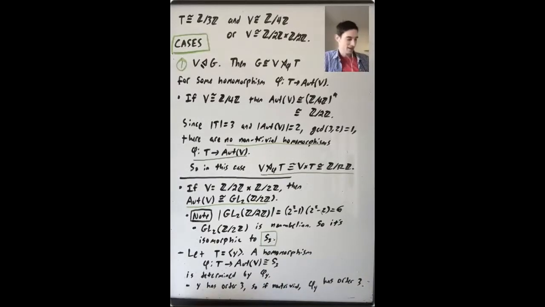Okay, so where are we in this case? Let's say T, this group of order 3, is generated by y, some element of order 3. And we want to understand homomorphisms phi from T to Aut V, which we know is isomorphic to S3. Well, such a homomorphism is determined by where it sends a generator of T. So we just have to say, what is this automorphism phi of y?